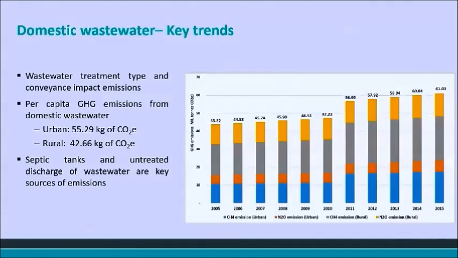So what we observed is that urban per capita emissions from domestic wastewater are slightly higher than rural. The main driver here is that in rural areas, there's a lot of untreated discharge, and in terms of GHG emission, that has a lower emission potential. But of course, there are other impacts as well, if you're just plainly looking at untreated discharge of wastewater.